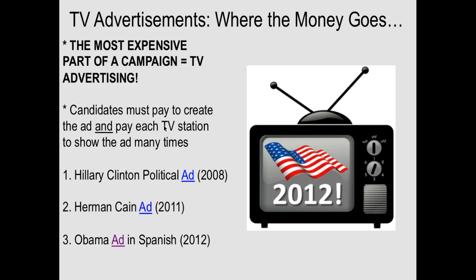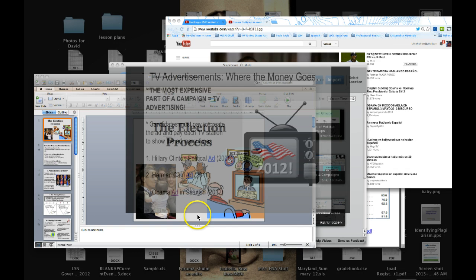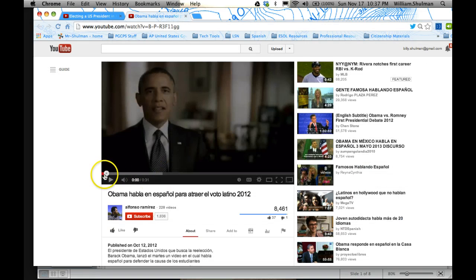These are some ads in recent years kind of showing you how the candidates spend their money. Let's take a look at one. This is an Obama ad in 2012, and he's actually speaking in Spanish. Let's check this one out.